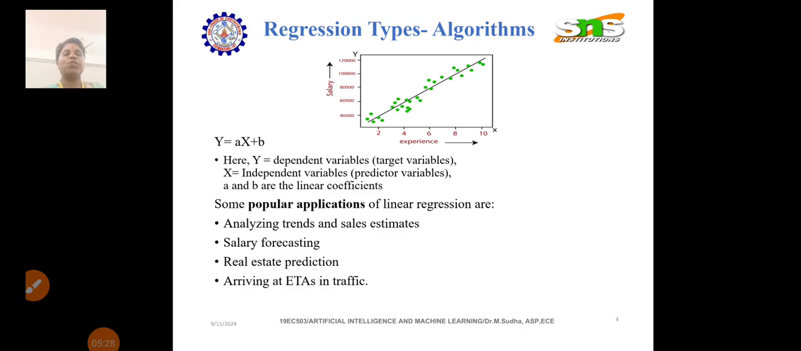Some popular applications of linear regression are day-to-day life applications, or we can say commercial applications. The examples are analyzing trends and sales estimates, salary forecasting, real estate prediction, and arriving at ETAs in traffic. These are the familiar applications of linear regression. So this is how regression algorithms work in terms of linear regression.